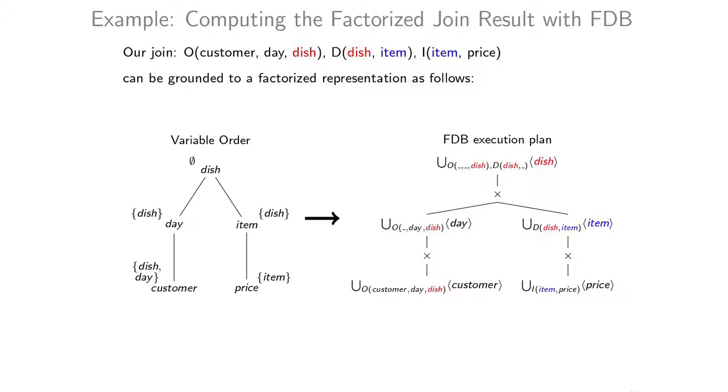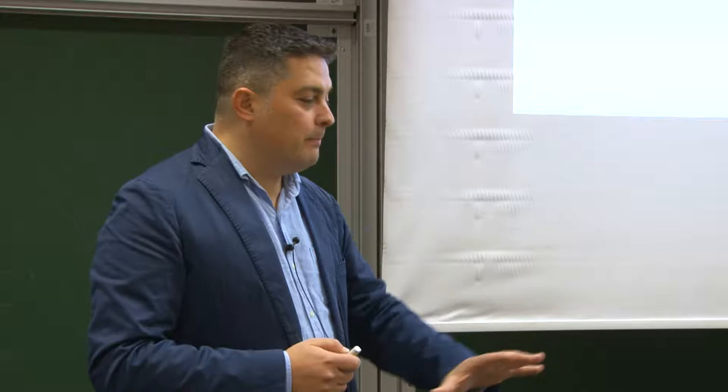And I want a union of these days. And now, given the dish and the day, I want to get the customers for that dish and day from the same relation O. On the other branch, given a dish, I do the lookup and get all the items for that dish. And given the item, I do a lookup and get all the prices for that item. In this case, there is a single price. Okay? So that's the plan.